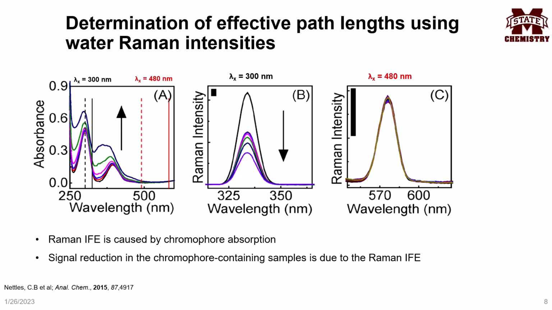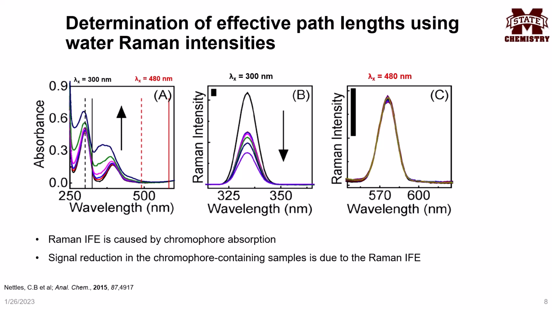Given are the UV-vis absorption and water Raman spectra for a solution containing a mixture of chromophores. The water Raman spectra in figure B is taken at an excitation wavelength of 300 nanometers, as this is the wavelength at which maximum absorption is observed. Figure C is the water Raman spectra for the same sample when excited at 480 nanometers. The arrows show the direction of spectral change with increasing chromophore concentration.